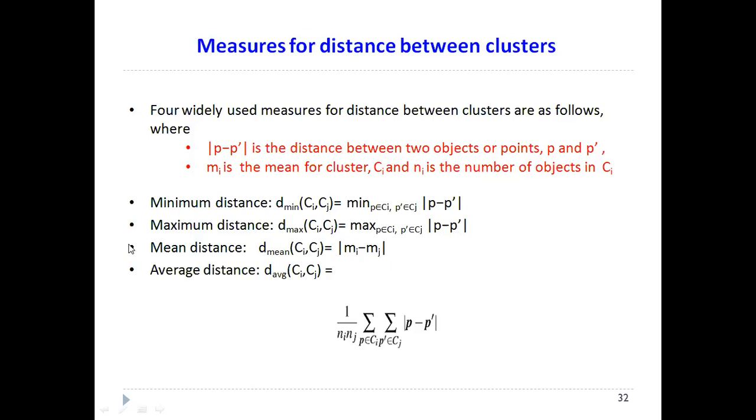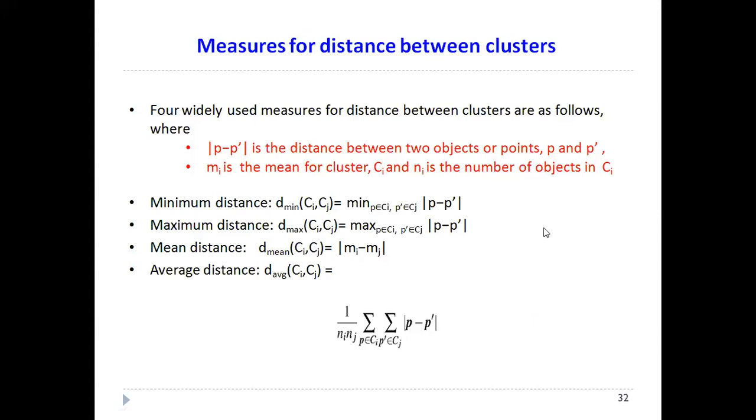When you want to calculate the distance between two clusters using their means, you use the mean distance, which is |mi minus mj|, where mi is the mean of cluster Ci, and mj is the mean of cluster Cj. To compute the average distance, you calculate the distance between all these points, sum it up, and divide it by ni times nj. That is our average distance formula.